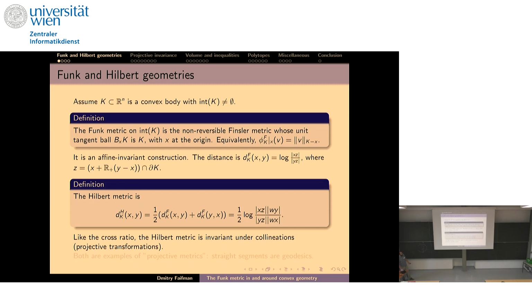You can symmetrize it, and you get the Hilbert metric. It is more well known. It is given by half the logarithm of the cross ratio. This is W here. And the cross ratio, as you know, is invariant under collineations. It's a projective invariant. And so the Hilbert metric is a notion from projective geometry. Moreover, both metrics, the Funk metric and the Hilbert metric, are examples of what's called projective metric, which is something else. It means that straight segments are geodesics, are curves of shortest length.